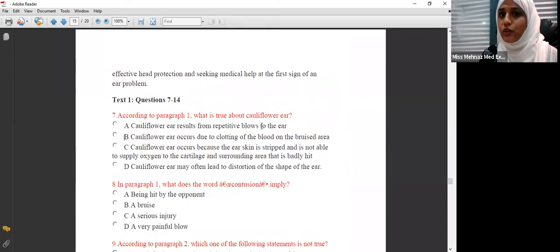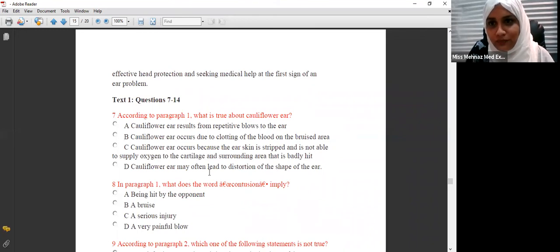According to paragraph 1, what is true about cauliflower ear? A, cauliflower ear results from repetitive blows of the ear. B, it occurs due to clotting of blood on the bruised area. C, it occurs because the skin is stripped and is not able to supply oxygen to the cartilage and surrounding area that is badly hit. And D, cauliflower ear may often lead to distortion of the shape of the ear.